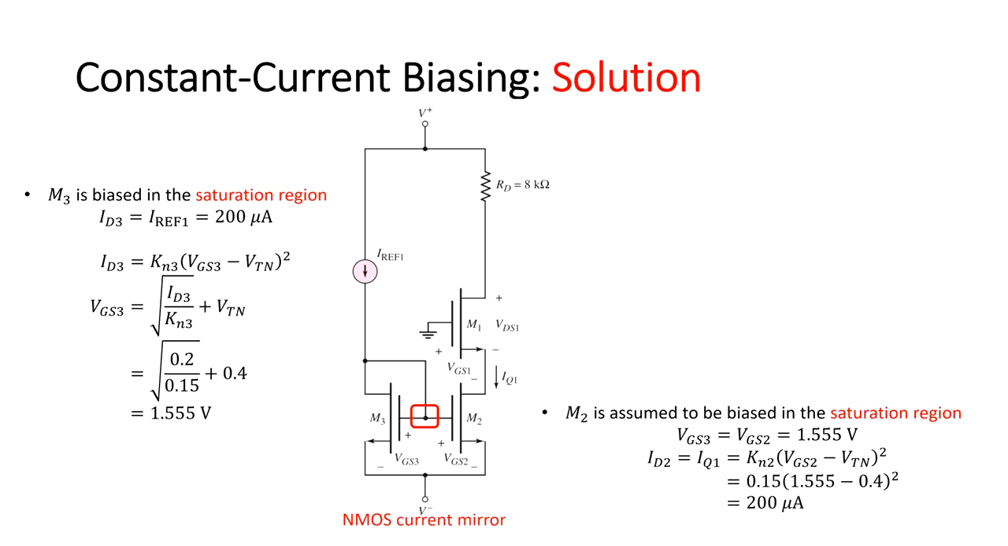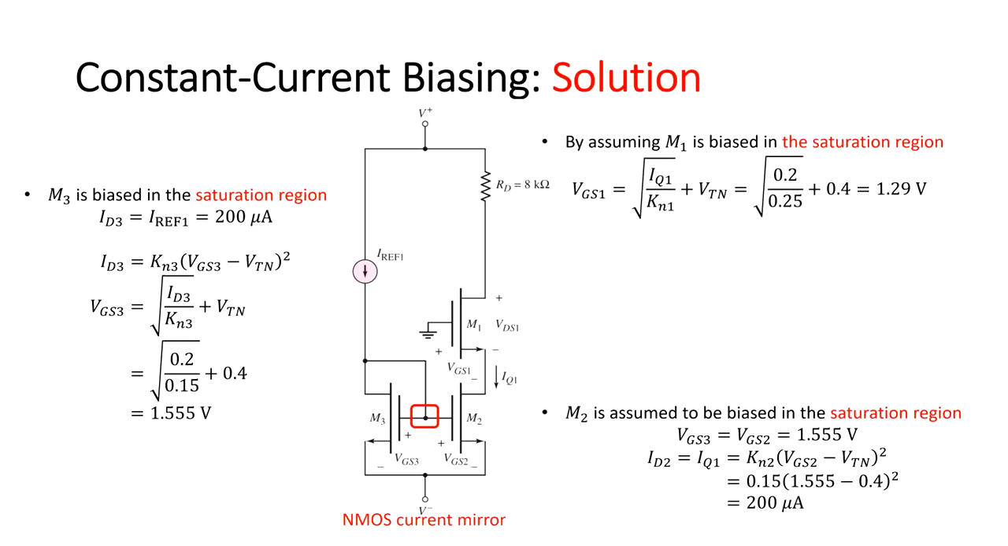Again, M1 is assumed to be biased in the saturation region. Then, by using the current IQ1, the gate to source voltage of M1 is calculated. Since the gate terminal of M1 is connected to the ground, its drain to source voltage can be easily found. And the saturation region assumption is verified.